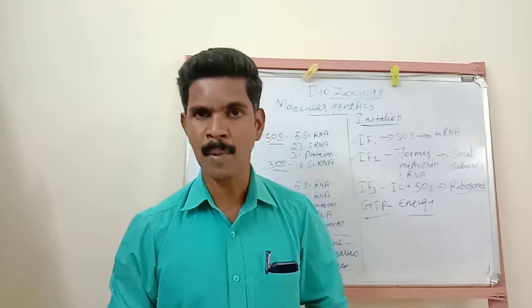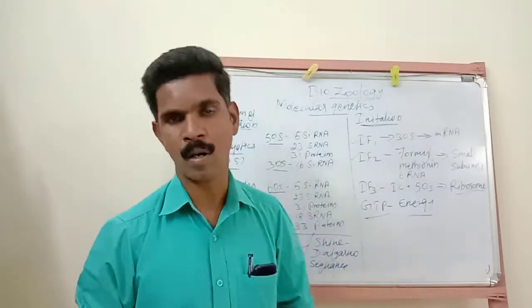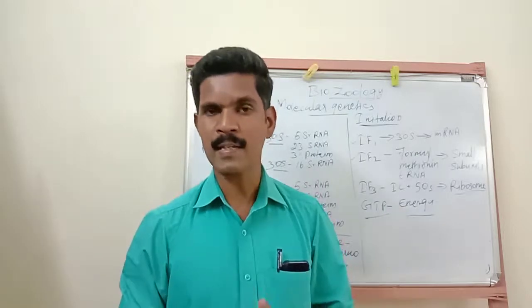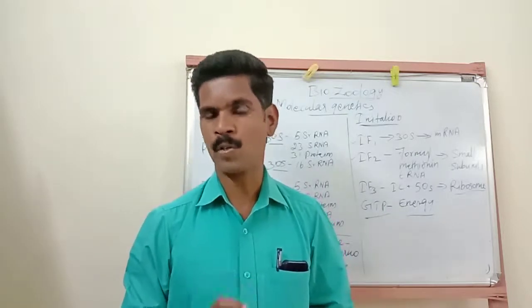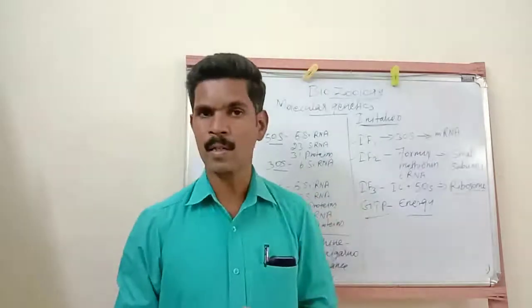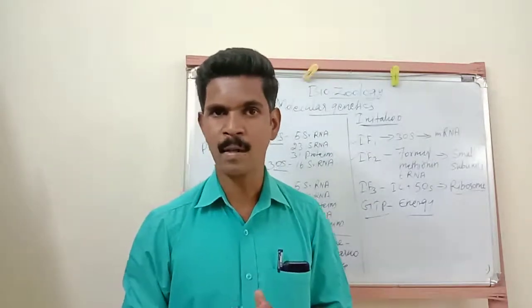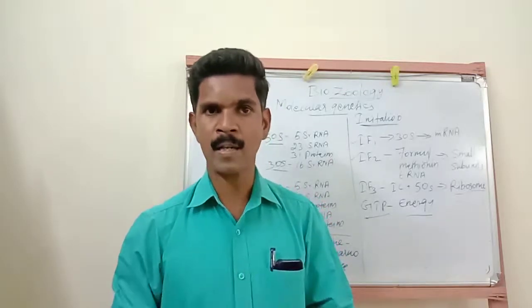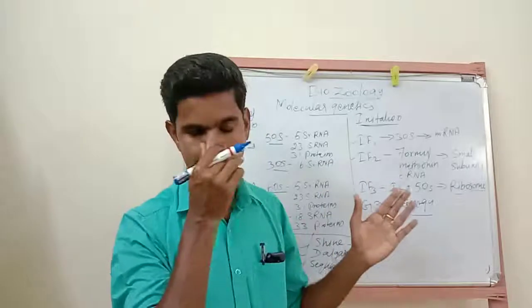This initiation complex consists of some important components: mRNA, 30S subunit, the three initiation factors 1, 2, 3, then GTP, then formyl methionine tRNA. So these are some of the components of an initiation complex. Okay, now I explain the functions of these three initiation factors.